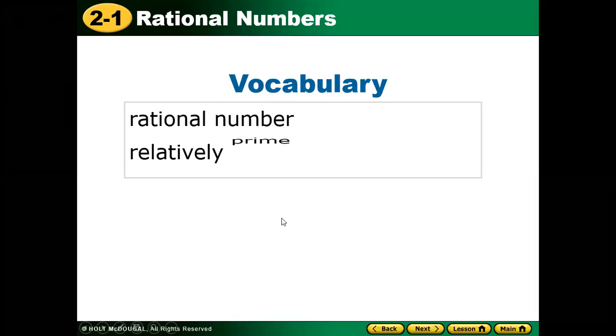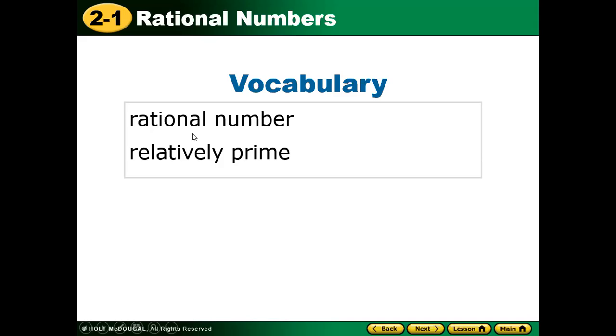We can write it in a decimal form, we can simplify it as a fraction, and so on. Our vocabulary for this lesson: rational number and relatively prime. So we want to understand both vocabularies which are in front of you. You can now take a note about the vocabulary which we have to cover in our lesson today.